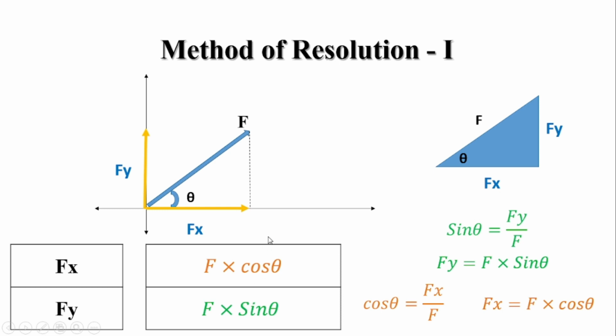Now about the sign. When a horizontal force points towards the right side, we consider it positive. If it points towards the left side, we consider it negative. In case of a vertical component, when it points upward, we consider it positive. When it is downward, we consider it negative. So in this case, Fx and Fy both are positive.